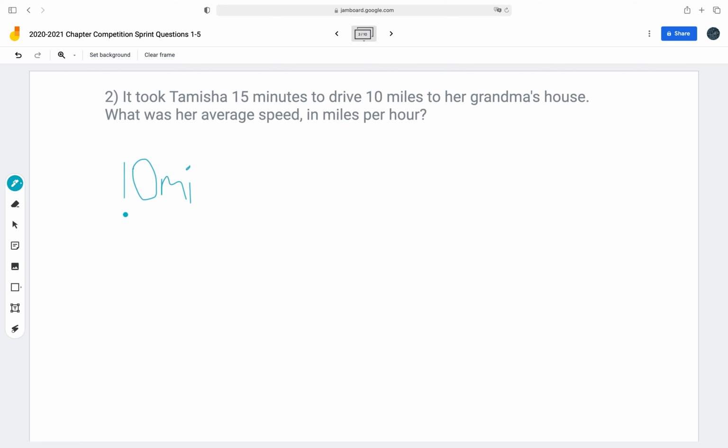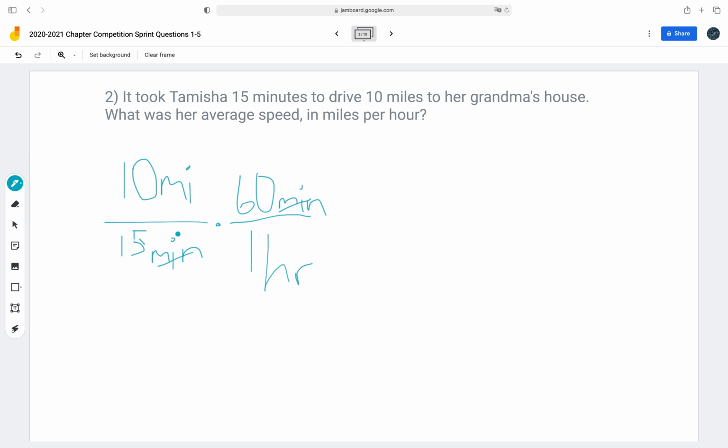in 15 minutes. So we want to get this to miles per hour. So what we can do is use unit conversions. So that's multiplied. How many minutes are in an hour? There are 60 minutes in 1 hour. And then you can see the minutes cancel. So then you have miles per hour here.